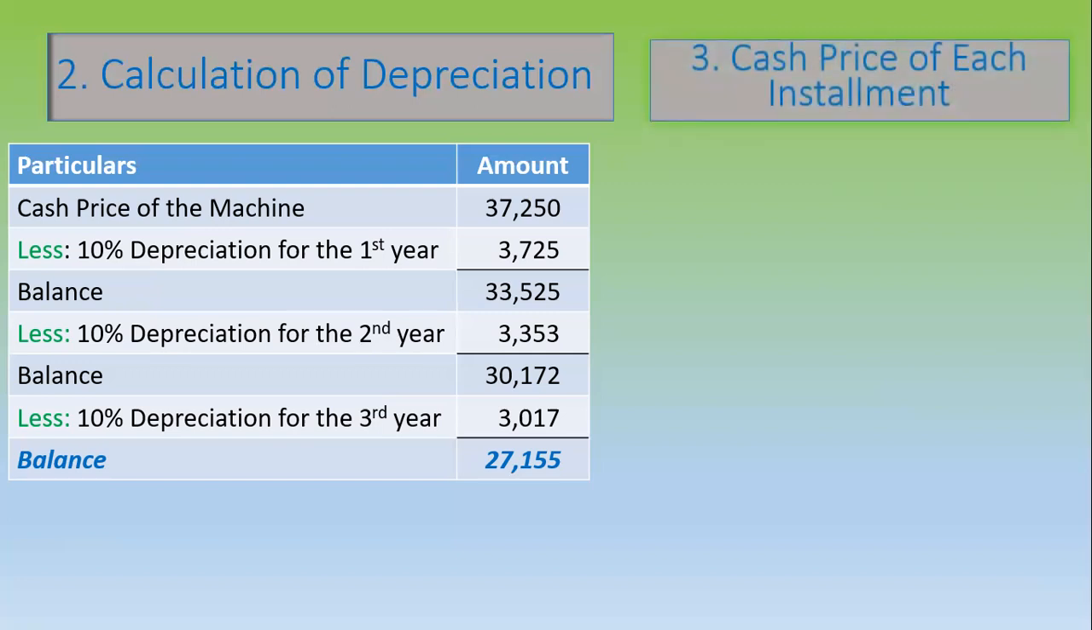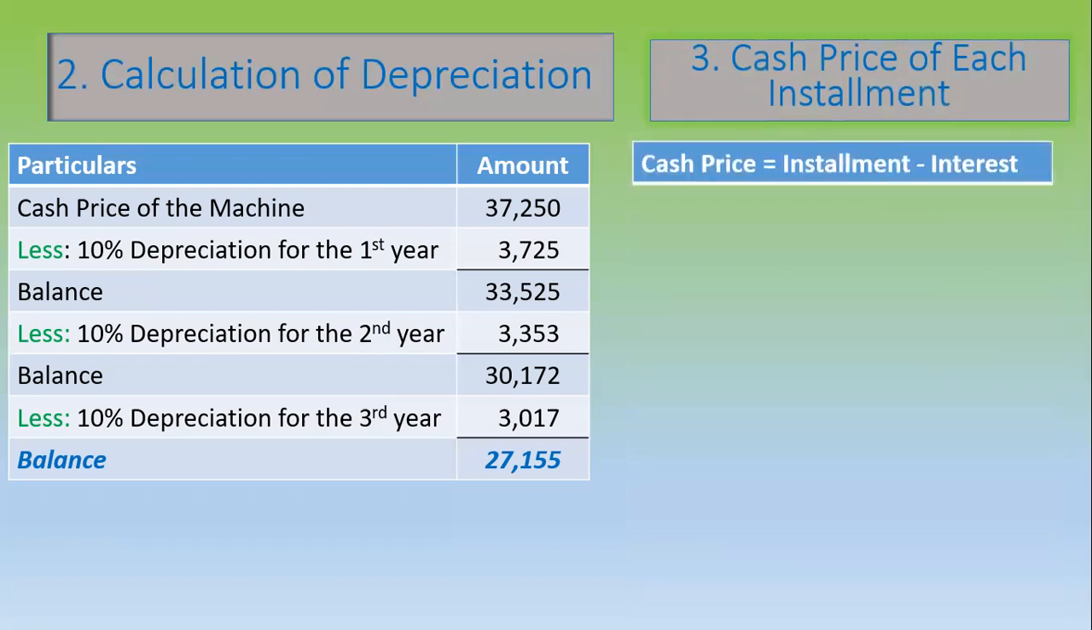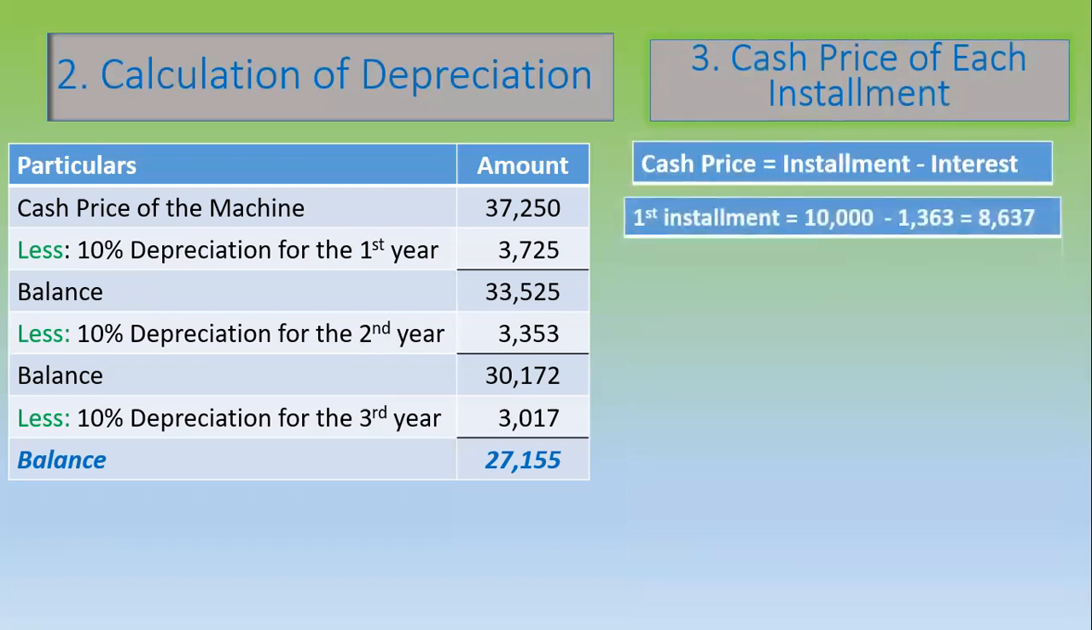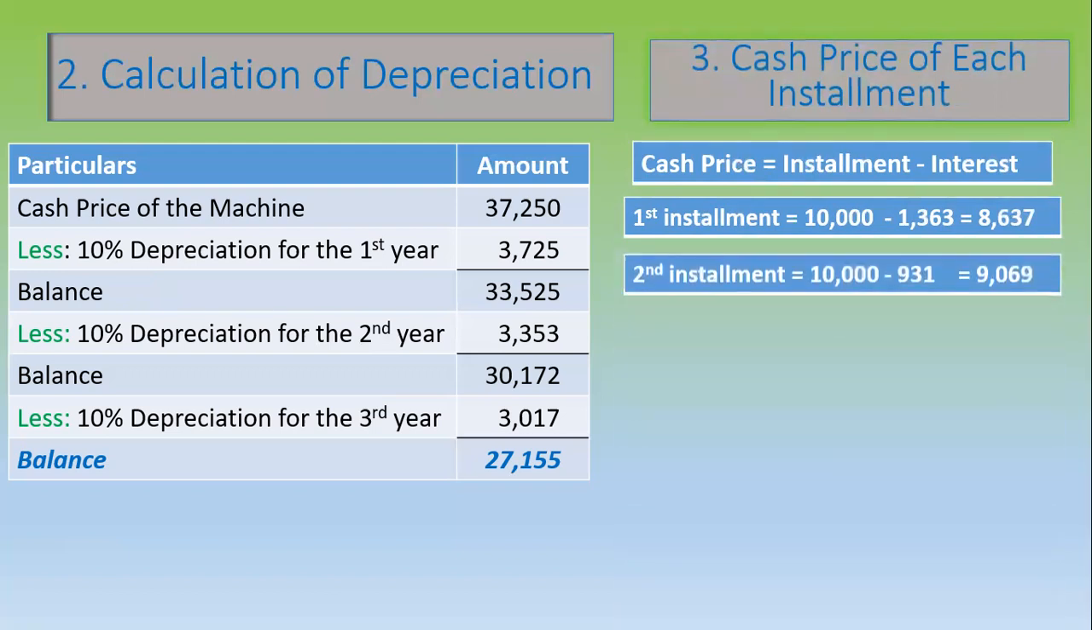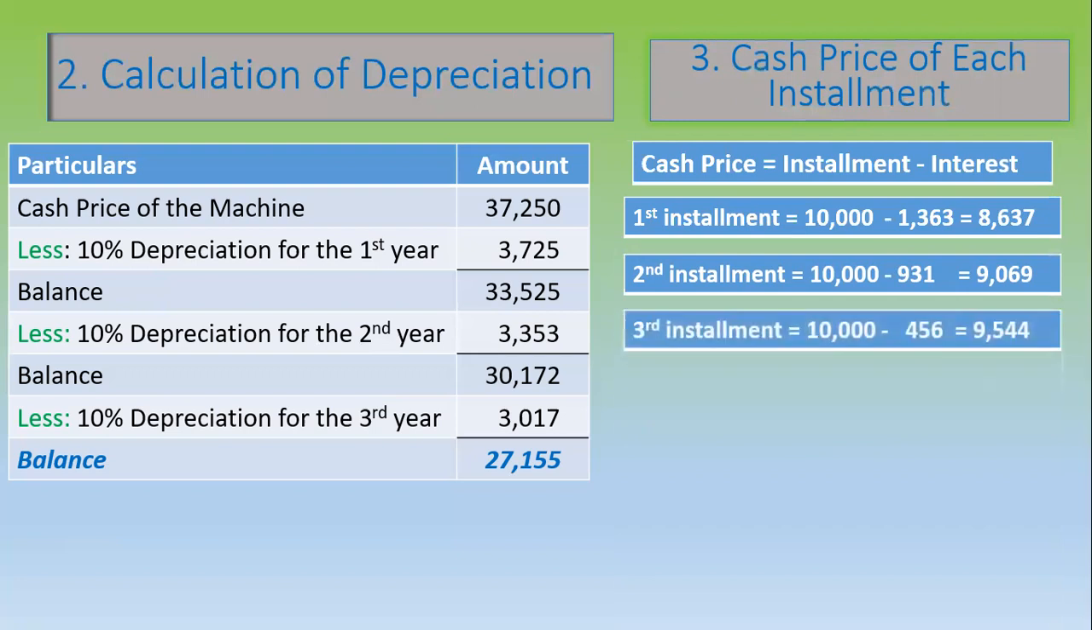Now we can move on to the third stage, calculating the cash price of each installment. So installment value minus interest. For first installment you are paying 10,000 and interest will be 1,363. So the cash price for the first installment will be 8,637. Now for second installment, 10,000 minus 931, the cash price is 9,069, and third installment 10,000 minus 456, cash price will be 9,544. Now we have all the values to pass the journal entries and to create ledger accounts.